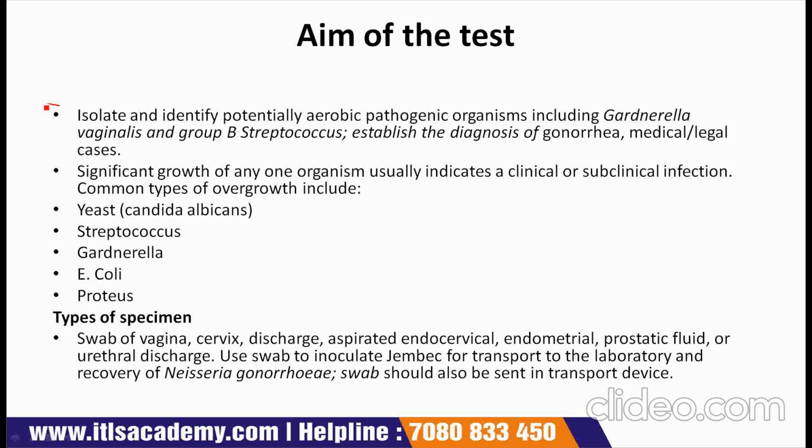So the first point is, the aim is to isolate and identify potentially aerobic pathogenic organisms including Gardnerella vaginalis and group B Streptococcus. Establish the diagnosis of gonorrhea, medical legal cases. These are the aims of the test.